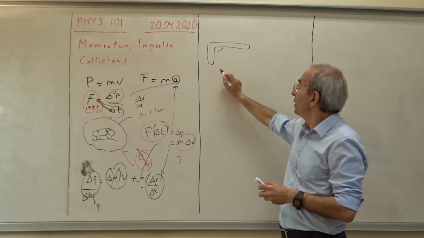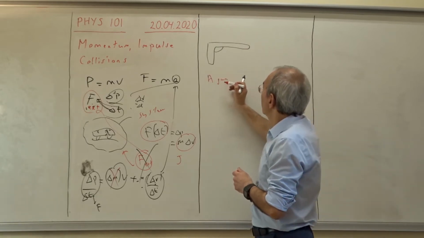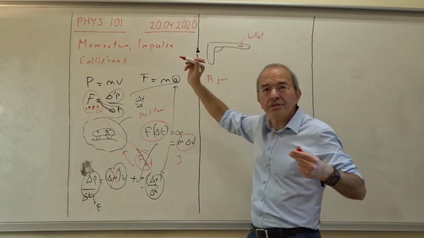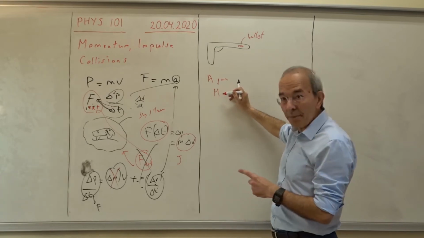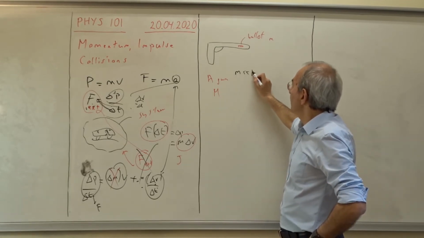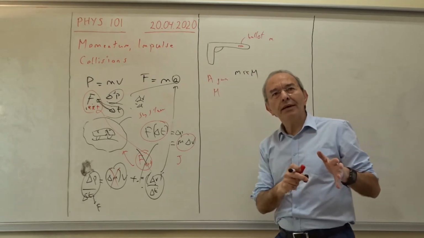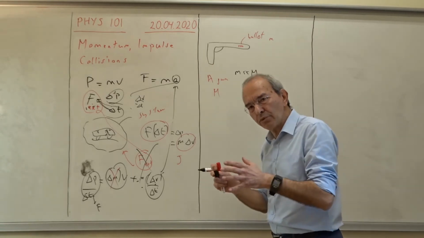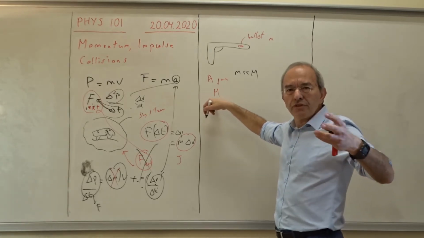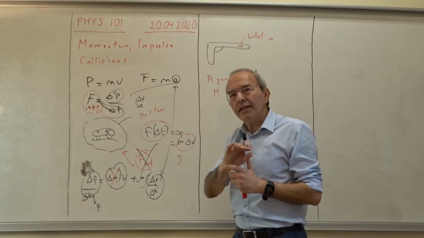So we have two objects, a rifle, a gun, and here we have a bullet. The important parameters here are the mass of the gun, capital M, and the mass of the bullet, little m. Please don't confuse them and don't use them interchangeably. In the same problem, we have two masses. The gun is on the order of maybe 5 or 10 kilograms, or a few kilograms, and the bullet is on the order of grams. So of course, little m is much less than capital M.